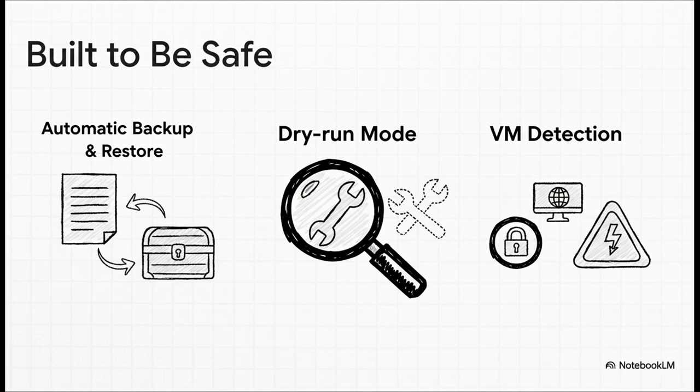Before it touches a single thing, it automatically backs up your critical config files. It has a dry run mode, which is amazing because it shows you exactly what it would change without actually doing anything. It's smart enough to know if it's on a virtual machine, and it'll skip tweaks that might be risky there. And best of all, if anything goes wrong, there's a simple one-command restore function to put everything back exactly how it was.